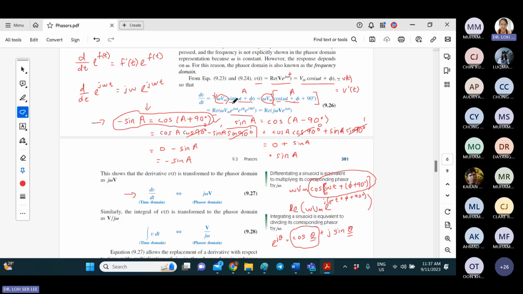So just now, I said after we take out the time domain, what is left will be your V. Your capital V will be VM e to the j phi, j 90 degrees. So that's why we get this j omega V.